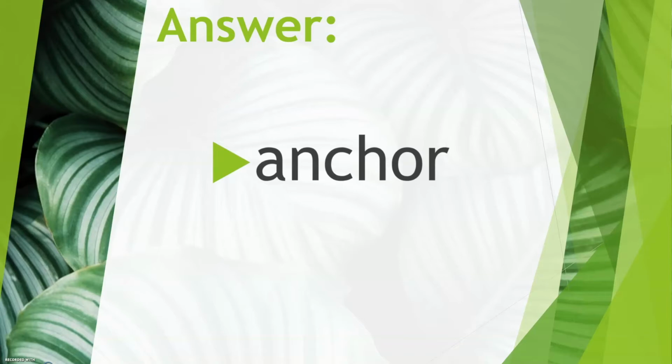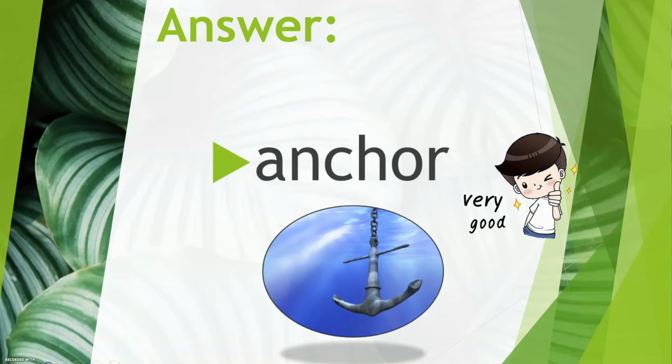Anchor. A N C H O R. Anchor. Very good. So an anchor is a heavy object that is connected with chains or ropes that is used to moor a vessel into the sea bottom. We usually see this in boats, also in ships.